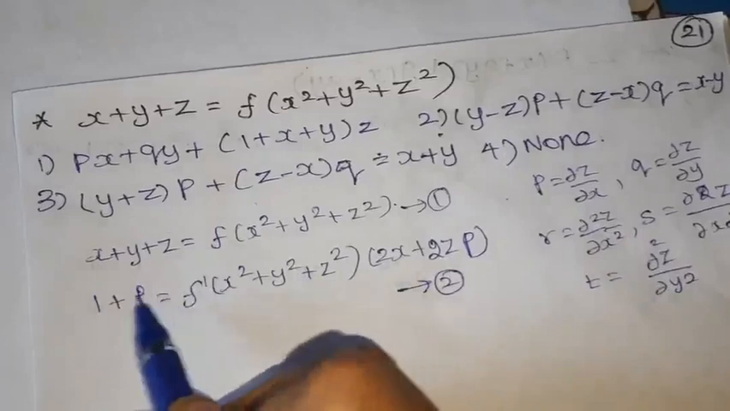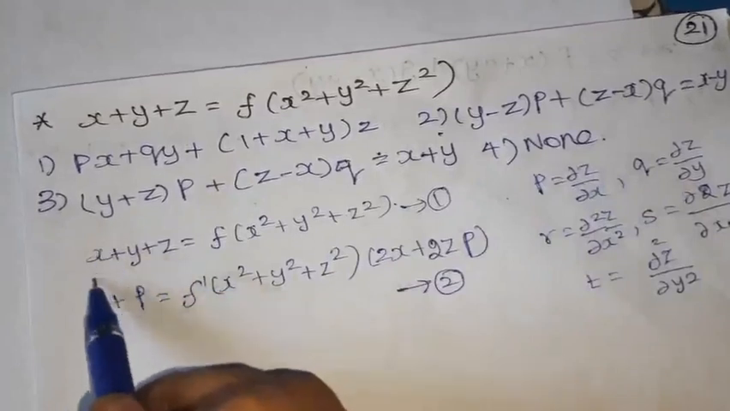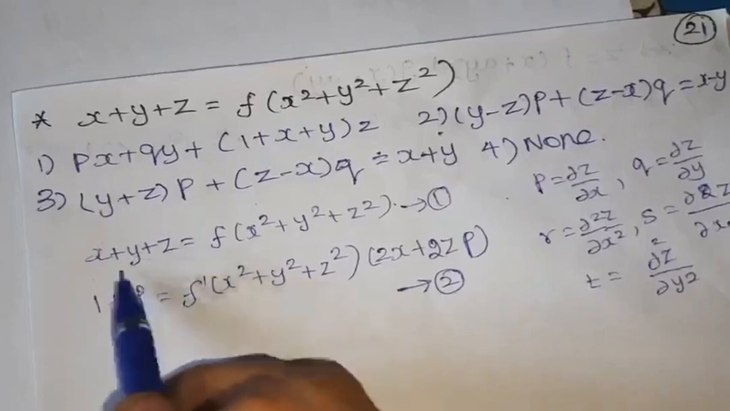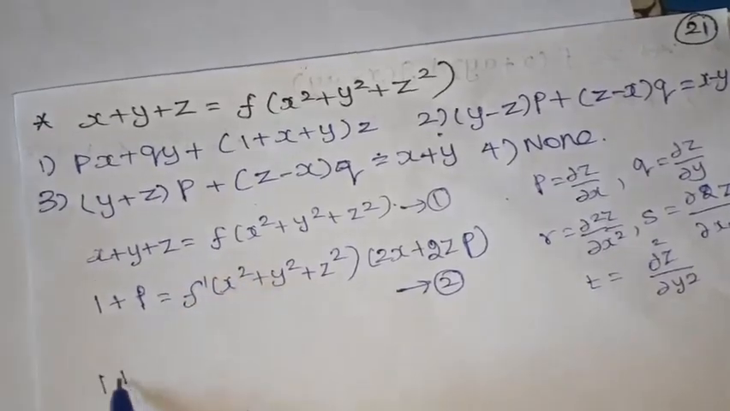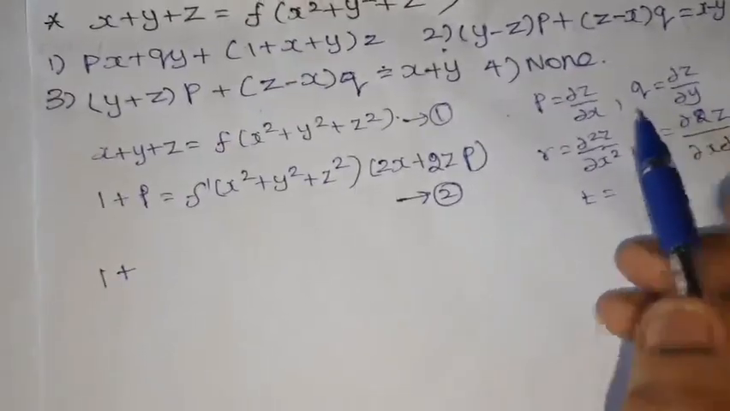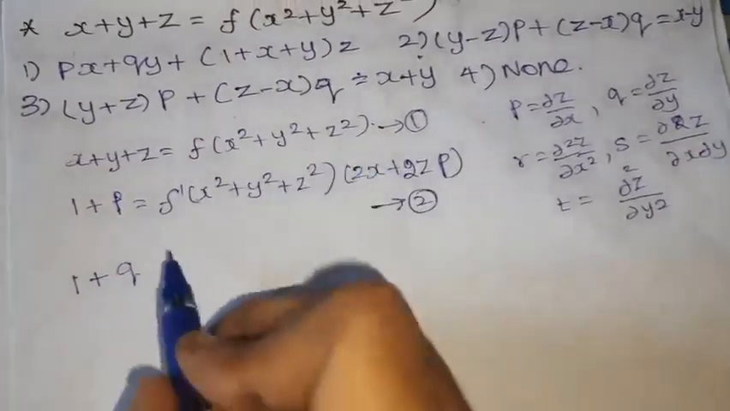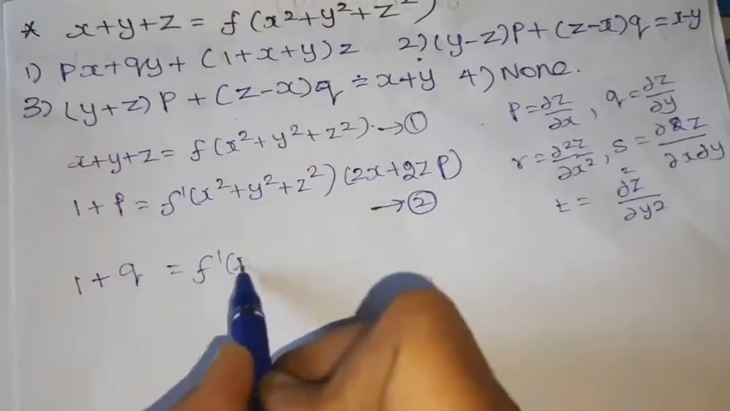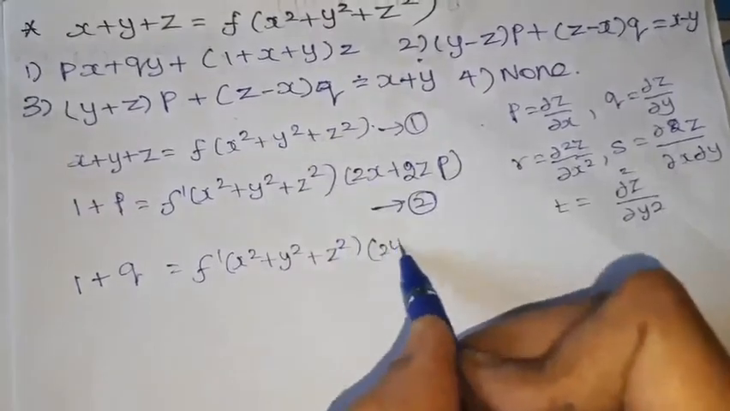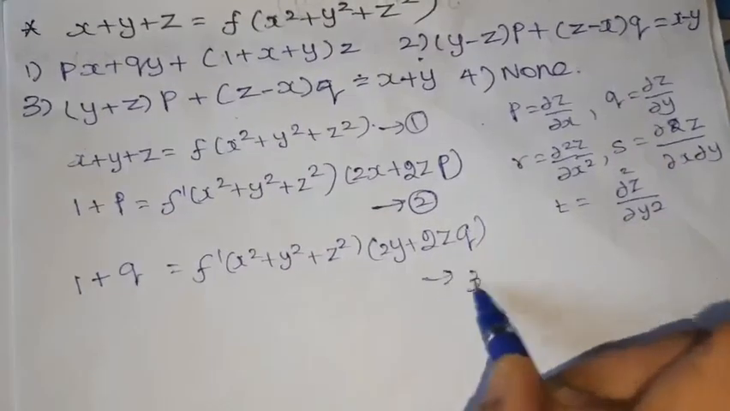Then we differentiate partially with respect to y in equation number 1. What will we get? The x term won't come when differentiating with respect to y. The remaining terms give 1 plus dou z by dou y, and dou z by dou y is nothing but q. So 1 plus q is equal to f dash of x squared plus y squared plus z squared into 2y plus 2z into dou z by dou y, which is q. This is equation number 3.